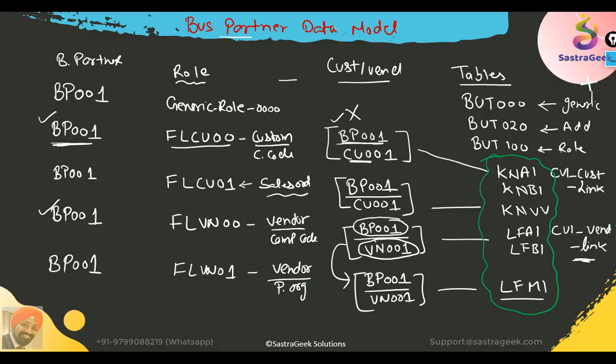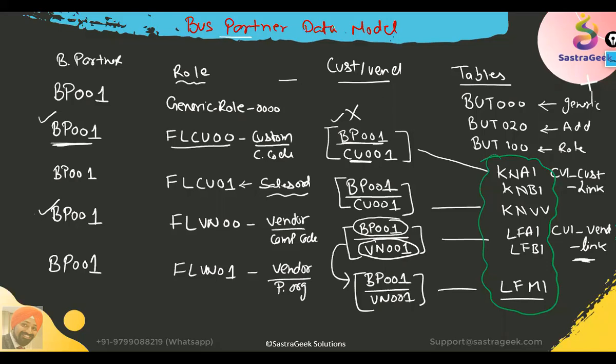So what you meant was KNVP, KNVK, those are not updated, or would those also be updated, like you said, for the contact partner? No, those standard tables get updated. Okay, those get updated.